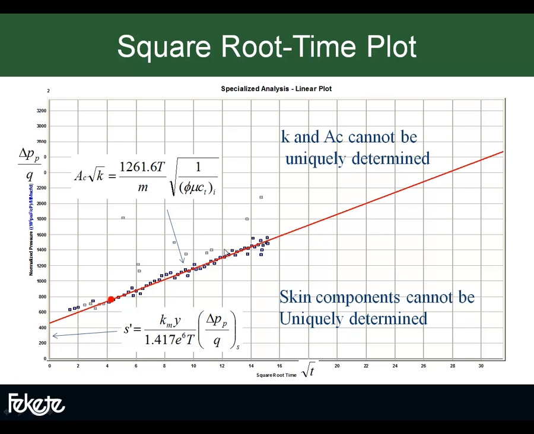The slope of the line is what's going to give us the A root K, or the product of fracture area and square root of permeability. And we can see that those two characteristics are independent of each other, and both can be easily determined from this plot. So the square root of time plot really gives us two separate parameters. One of them is the bulk parameter A root K, and the other one is this apparent skin.